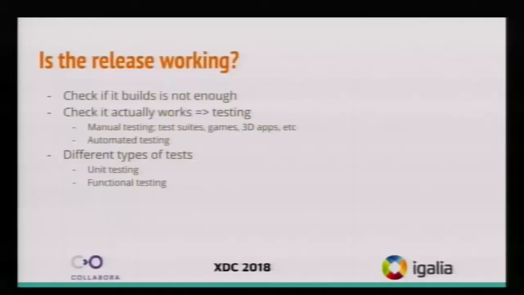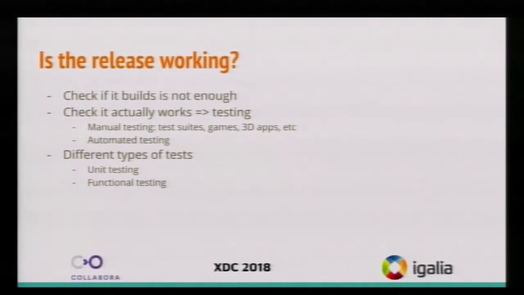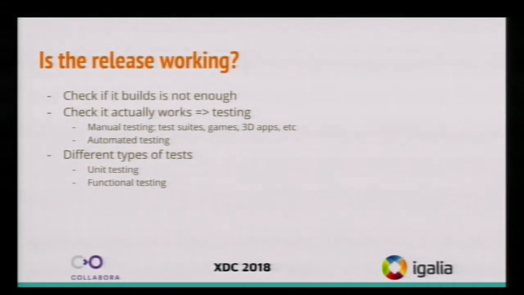So this is a first step, but of course it's not enough, because you can have something that is buildable, but then you want to use it, and it's completely broken. So we need to do testing. And in this case, the official process right now is basically manual testing. Before doing the release, now that everything is buildable, we just run different test suites, games, or 3D applications. But of course, it's not scalable.